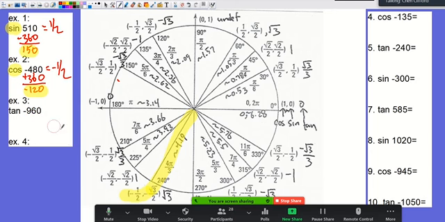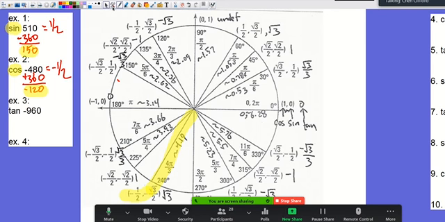Tangent of negative 960. What you're going to be doing is you have to take away some 360s, and this time you have to take away 2 of them. Add 360, add 360, and you're left with negative 240.